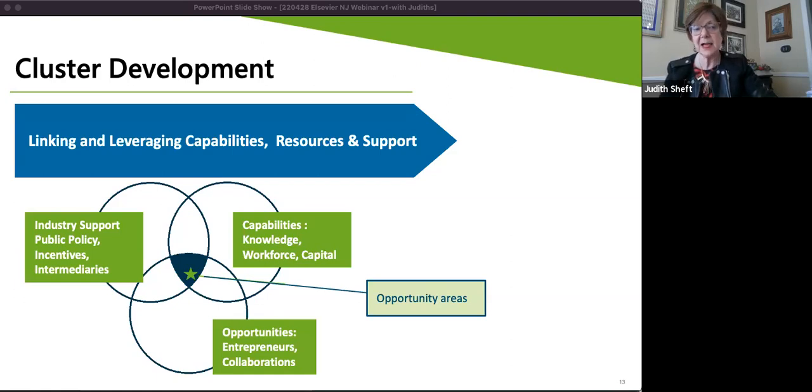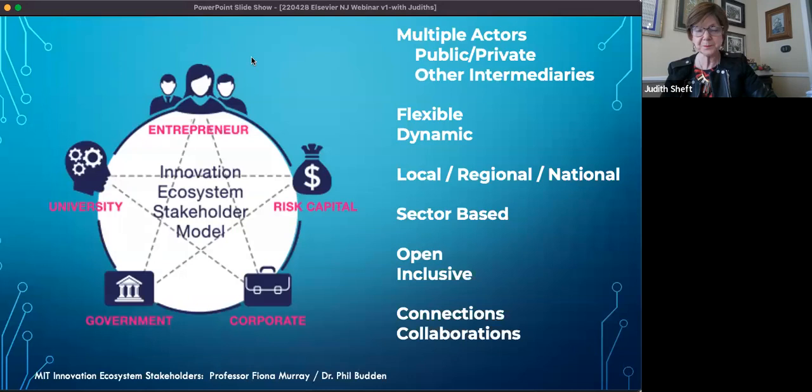Now, this next slide takes a look at a model that some faculty from MIT, Fiona Murray and Phil Budden, have put together that really shows all of the linkages between the innovation stakeholders. And we're putting the entrepreneurs at the top of this circle. And what are the resources that they need? What are the piece part elements that you need within your innovation ecosystem?